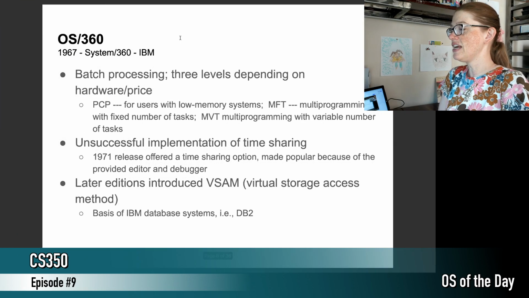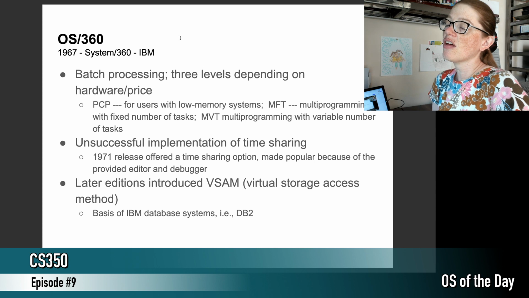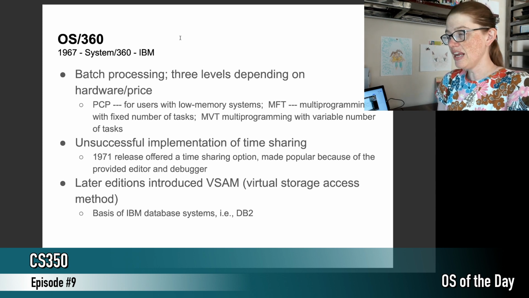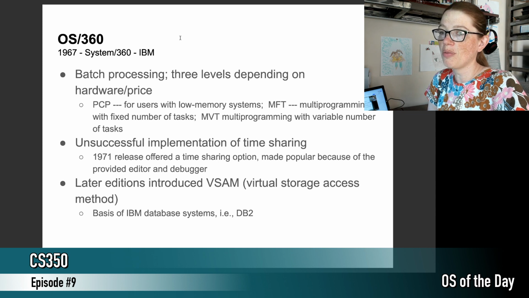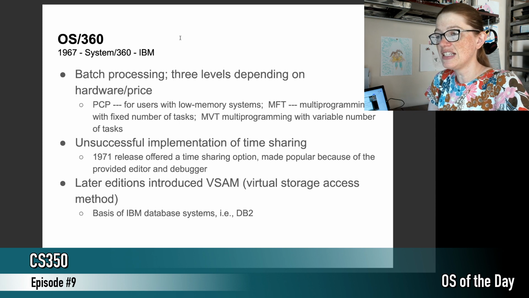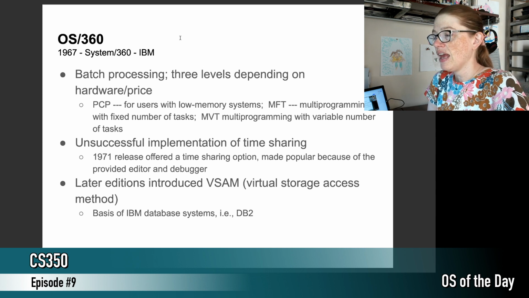Our OS of the day was called OS 360, which obviously is where some of the inspiration for our own operating system OS 161's name comes from. OS 360 was released in 1967, just before Unix, and it was a product of IBM, and it ran on a series of computers known as the System 360, which were generally considered to be pretty successful machines.